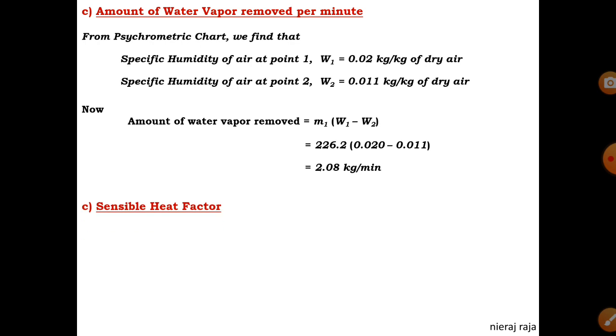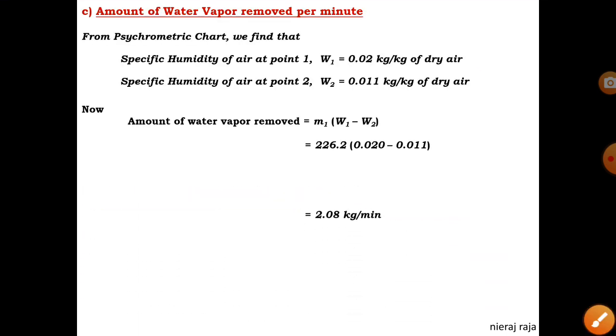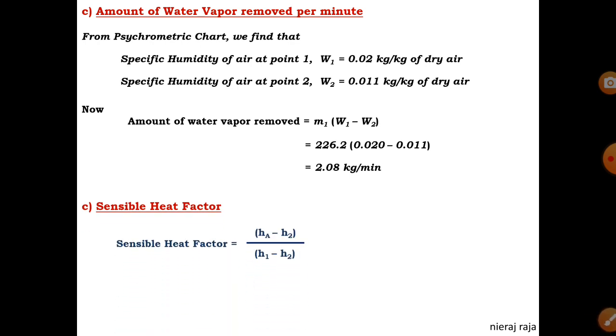And the last one, sensible heat factor, that is the ratio of sensible heat to total heat. Here I am going to use point A and enthalpy at point A. I have enthalpy H1, H2 and HA. I am going to use these when I calculate the sensible heat factor. That is HA minus H2 divided by H1 minus H2. H1 minus H2 is total heat. After accompanying the removal of water vapor and cooling, we got the change in heat, that is H1 minus H2, that is total heat. Whereas HA minus H2, this is the sensible heat.